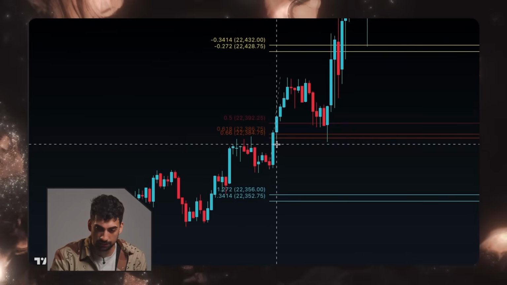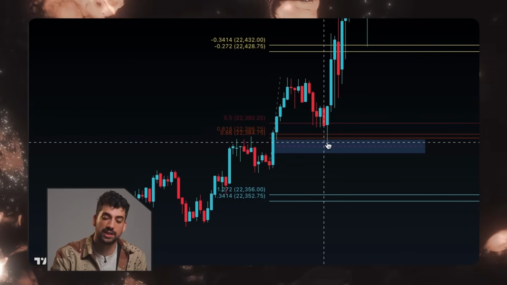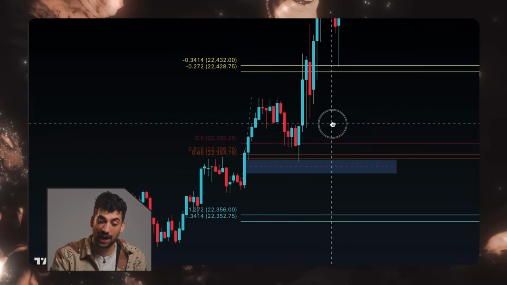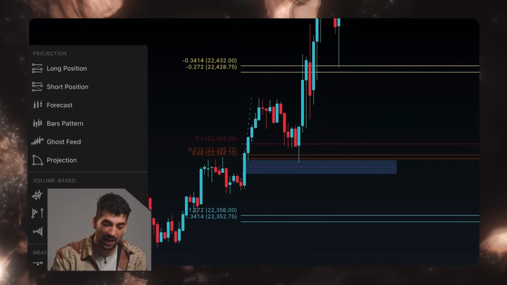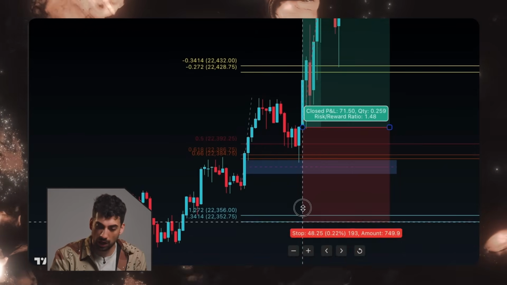I take my rectangle tool. I see that we have a golden pocket lined up with a fair value gap right there. Wait for the candle to close. The candle closes, and then I enter a long position with a stop loss below that fair value gap.